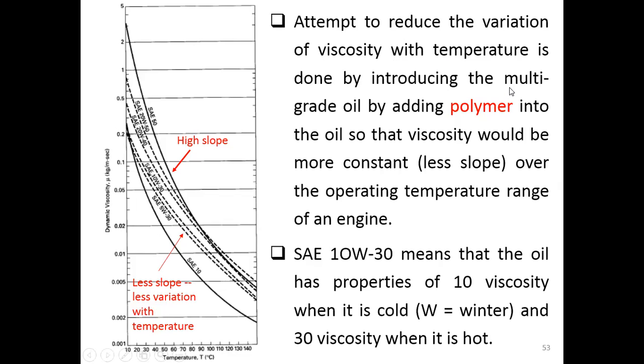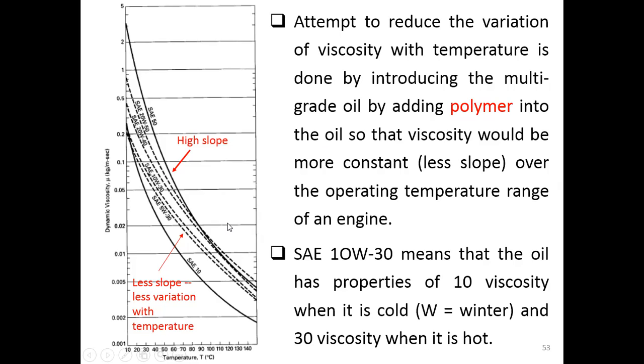How can this be done? By using multigrade oil, not single grade oil. If we see SAE followed by a number and nothing else, this is called a single grade oil. To reduce the variation of viscosity with temperature, they use multigrade oil by adding polymer into the oil, so that we can keep the viscosity more or less constant. It's not totally constant, but it has less slope, or less change, over the operating temperature range of the engine.